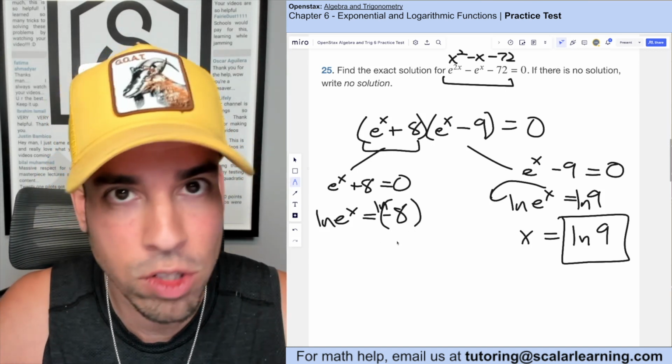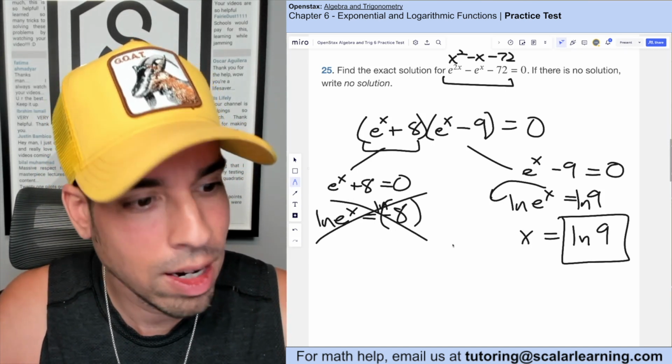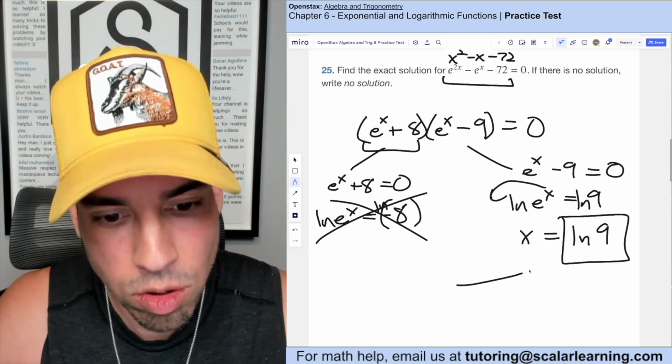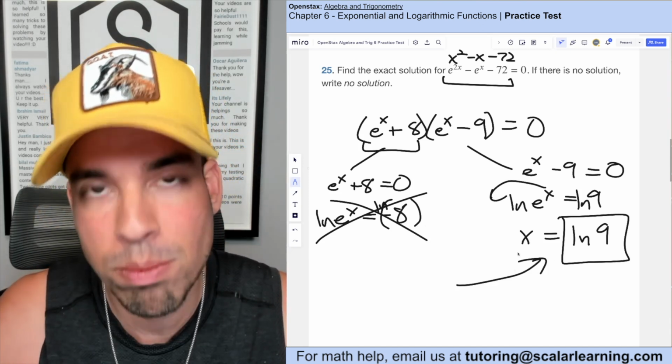You can't take any of those, they're 0 or negative. So this is not going to yield a viable solution. So the only answer is this, ln of 9, boom, done.